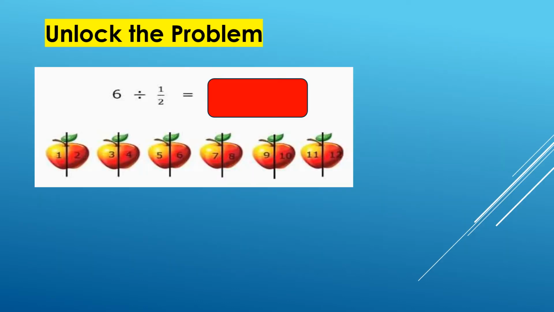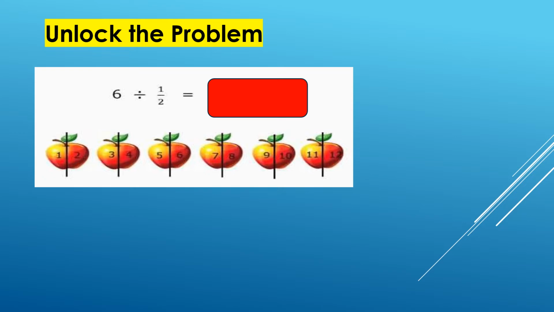Let's go. Now let's unlock the problem with a very simple example. Let's imagine that we have these 6 nice red apples, 6 whole numbers. So I'm starting with a whole number, which is 6 apples, right? And I'm going to divide each apple into half. In this picture, you can see that every apple is divided into 2 halves, right?